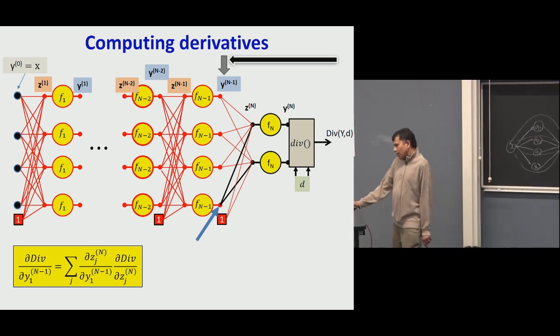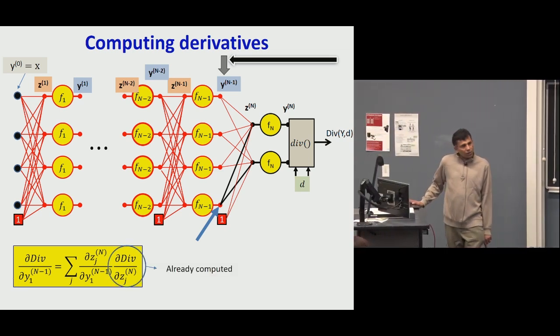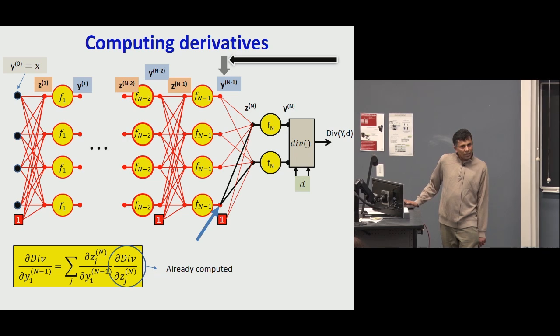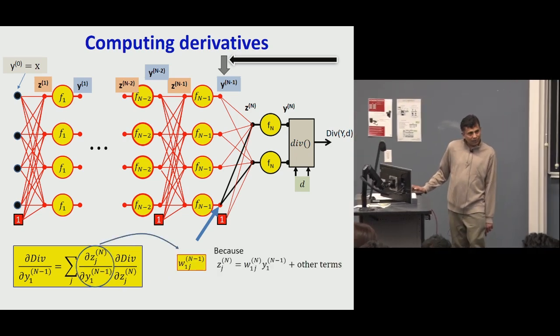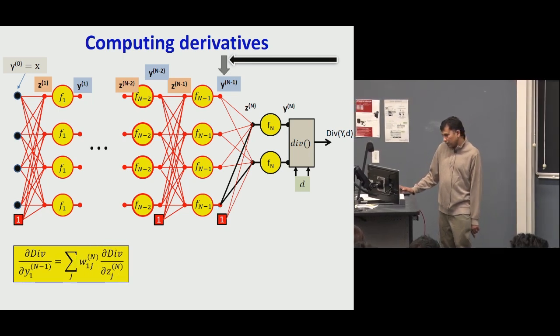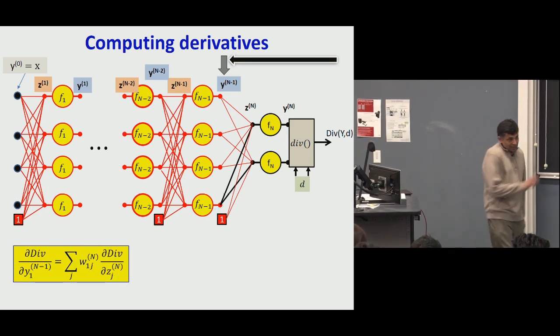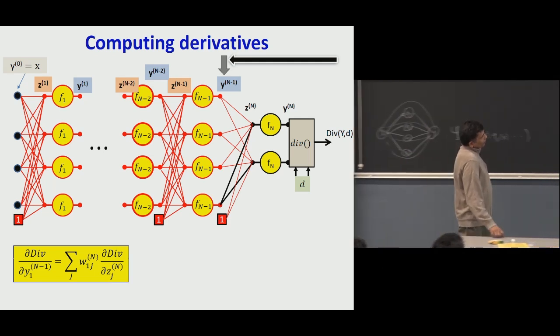And this term, of course, has already been computed as you work your way backwards, and we know that these terms are just the weights because z is an affine combination. So you get this nice little formula, and here is the interesting bit that falls out.